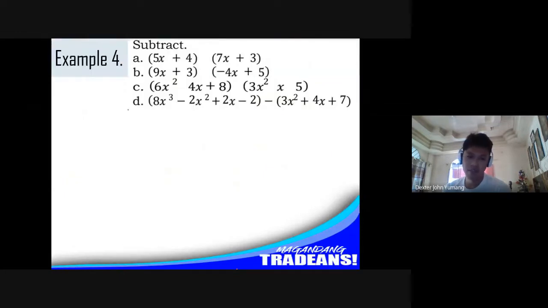For our example, example number 4, we have 5x plus 4. Okay, nawawala yung addition. This is plus, this is minus. Okay. This is plus. So, subtract. Oops, balik pala. Subtract pala ito.